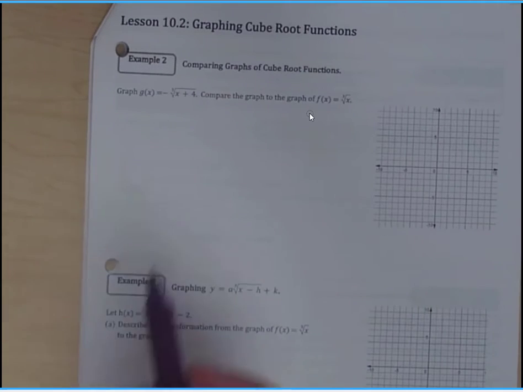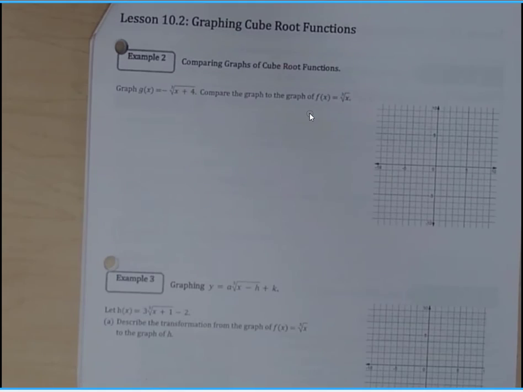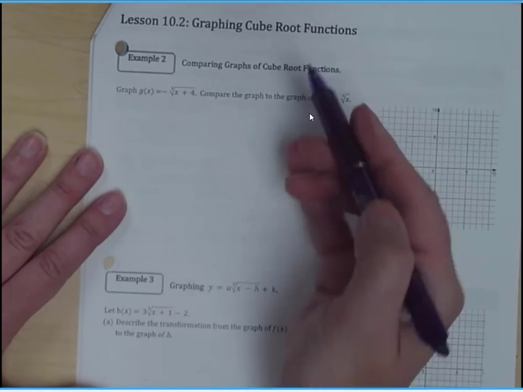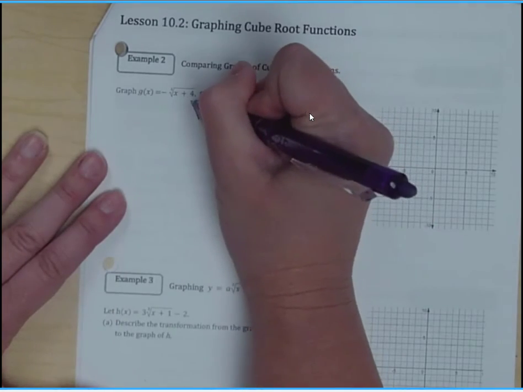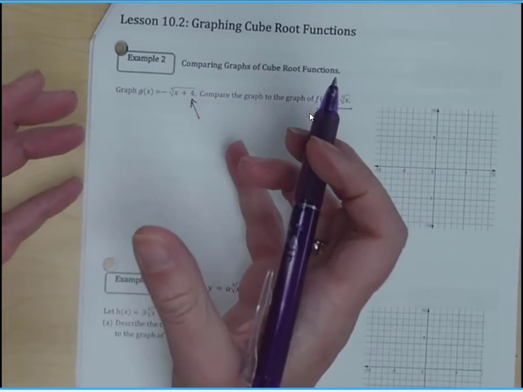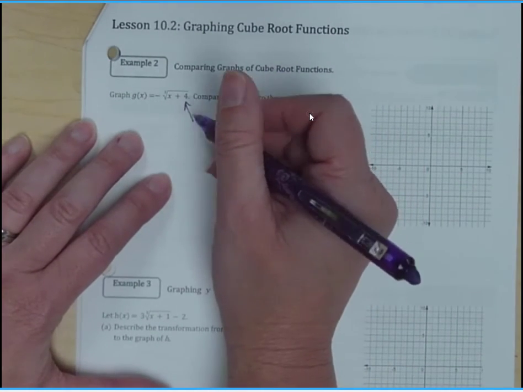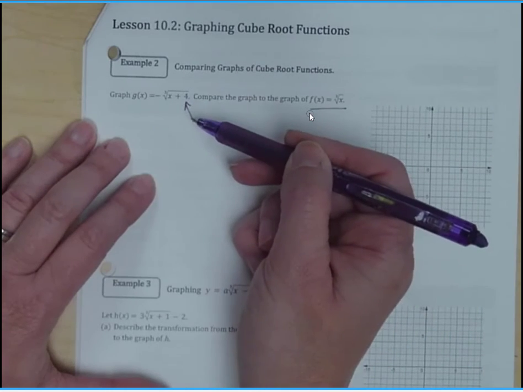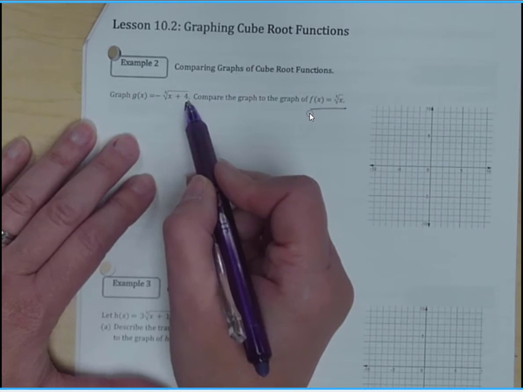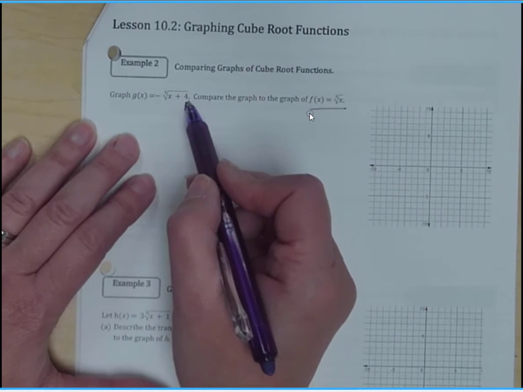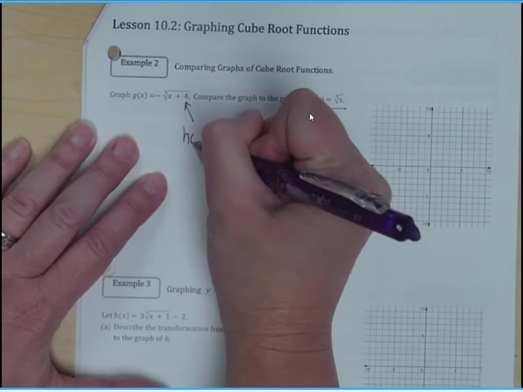Now, what's going to happen if we have a negative cube root of x plus 4? Now, we're still comparing it to the same parent function. So this here is inside those parentheses or inside that radical. So think about it that way. So this means it's going to shift horizontally. And remember, it's x minus h. So that's telling us that our h is a negative 4. So it's going to be a horizontal translation, 4 units left.